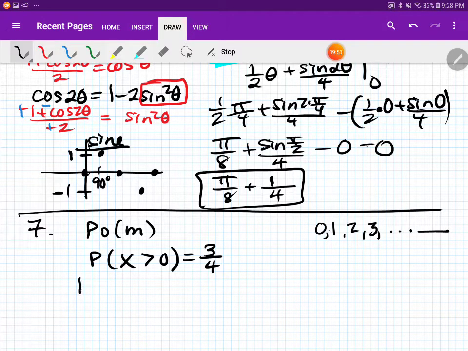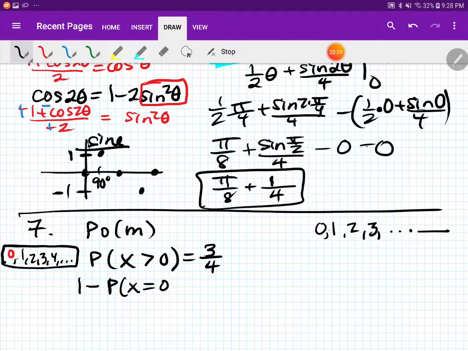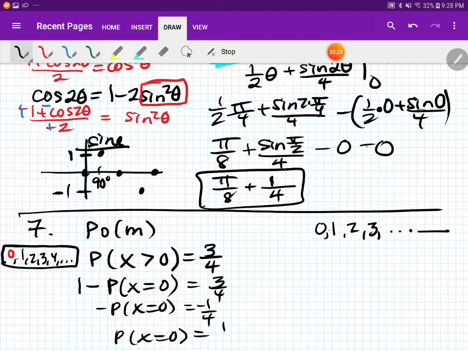So for this one, this is 1 minus, okay, so this is 1, 2, 3, 4, dot, dot, dot. So I would take the whole probability, which is 1, and I would subtract the missing number, which is 0. Kind of reminds me of water balloons. So 0 equals 3/4. That would be negative probability. Is it greater than or is it equal to? It's equal to. So equals negative 1/4 divided by negative 1. Probability x equals 0 is 1/4.